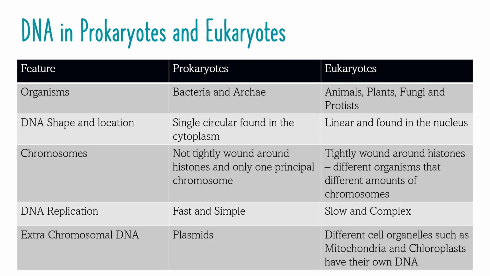In prokaryotes, the DNA is not tightly wound around histones, and there is only one principal chromosome, which may have multiple copies. The replication of DNA is much faster and simpler in prokaryotes than in eukaryotes. This is because eukaryotes have billions more base pairs to contend with. Both prokaryotes and eukaryotes contain extra chromosomal DNA. In prokaryotes, these extra chromosomal DNA are referred to as plasmids. In eukaryotes, there are no plasmids. However, different cell organelles, such as mitochondria and chloroplasts, have their own DNA.